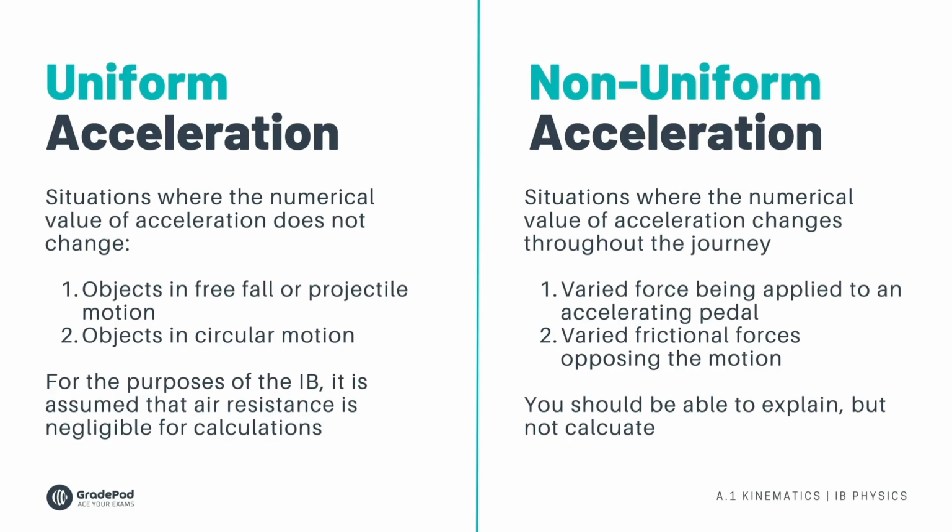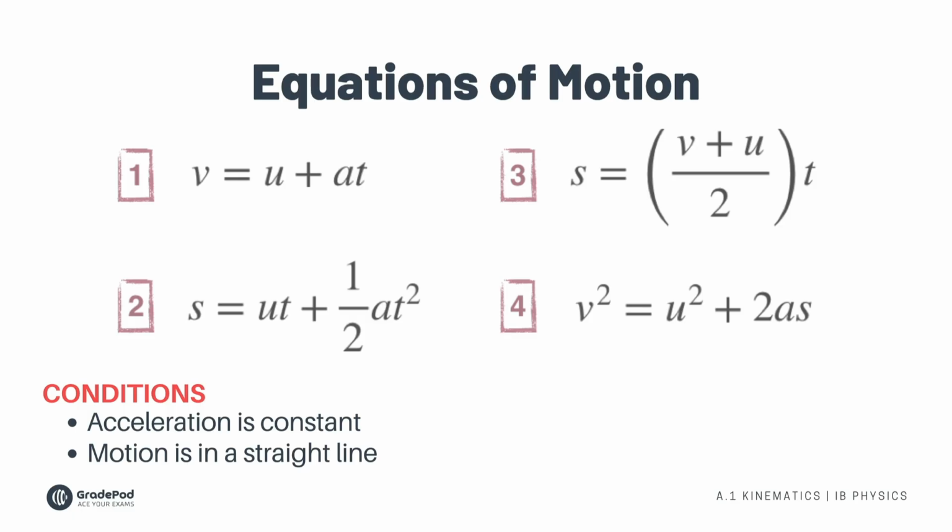Now we know the difference between uniform and non-uniform acceleration. Let's look at one particular set of equations that rely on uniform acceleration. This set of equations are known as the equations of motion. You will recognise these. Sometimes they're called the SUVAT equations because they have S, U, V, A and T inside them. They're the 5 quantities you find inside these equations of motion. 2 conditions of using these equations are the acceleration is constant and the motion is in a straight line.